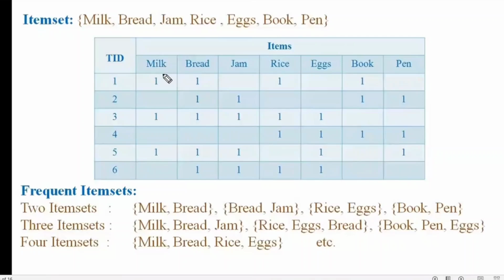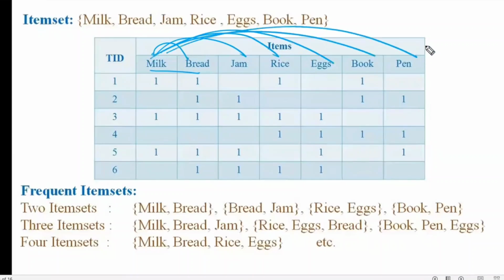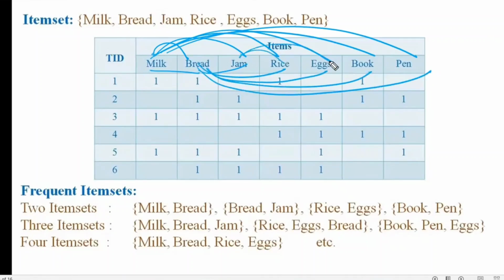I'm taking the combinations of two items, that is milk and bread, milk and jam, milk and rice, milk and eggs, milk and book, milk and pen. This comes under 2. Similarly, bread and jam, bread and rice, bread and eggs, bread and book, bread and pen, jam and rice, jam and egg, jam and book, jam with pen, rice with eggs, rice with book, rice with pen, egg with book, egg with pen, and book with pen.